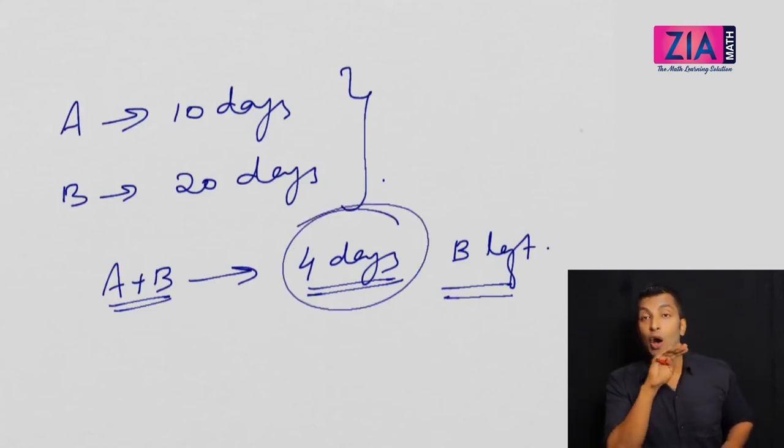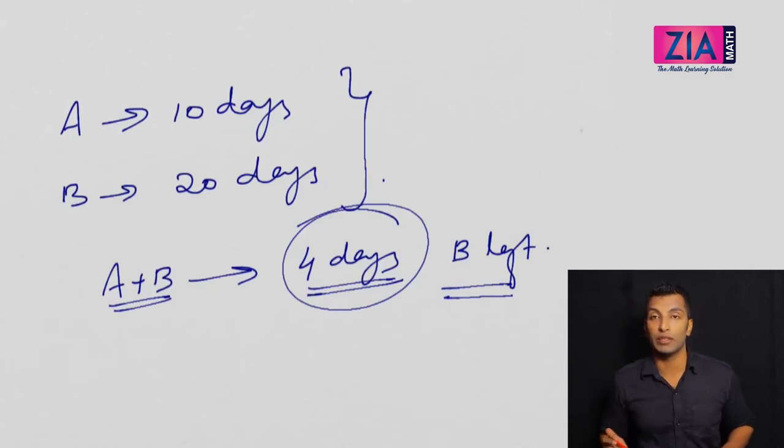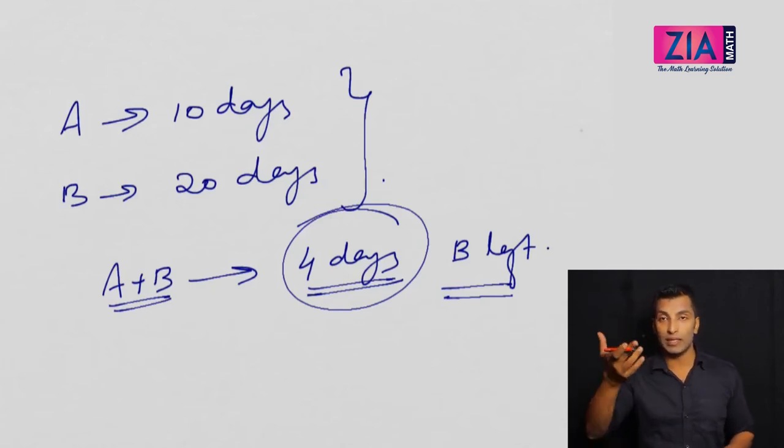They can either ask you how many days it took to complete the work in total, because that involves A and B working together, then A working alone. Or they will ask you how many days A alone worked. That means after these 4 days, how many days it took to complete the work. So let's solve by using the method that we have learned.